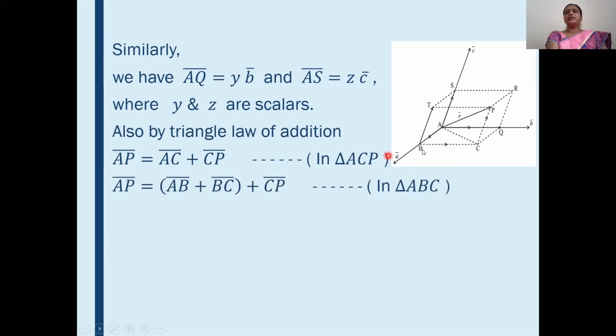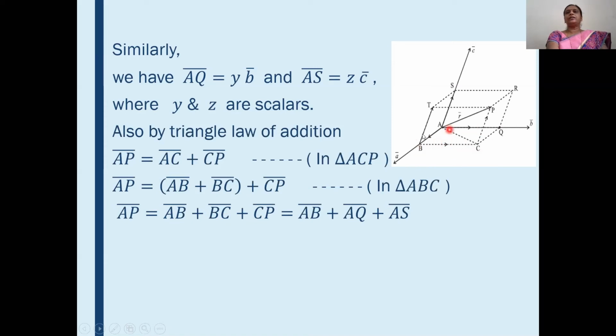Now see again. Consider this triangle ABC. In this triangle, AC bar can be written as AB plus BC by triangle law of addition. Therefore, here replace this AC by AB plus BC. Now see here again and open the bracket. Write down AB as it is. But see here BC and AQ.